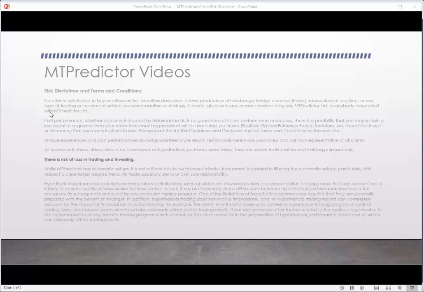But first we have to look at our risk disclaimer and remind you that all examples in these videos should be considered as hypothetical. No trades are actually taken. They're just shown for illustration and training purposes only. Remind you that there's a risk of loss in trading and investing. We'll be looking at a losing trade in today's video, but the most important thing is that all professional traders know and understand, but more importantly accept, that losses can and do unfold.